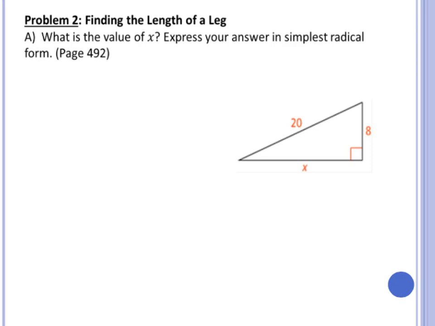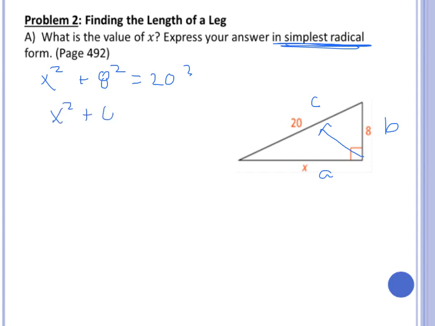This problem is going to be a little bit different because I'm looking for x, but in simplest radical form. So first thing I do is always label my C. My C is always across from my 90 degrees, and it doesn't matter where I put my A and B. So I'm going to replace A with x squared plus B is 8 squared is equal to C, which is 20 squared. So I have x squared plus 64 is equal to 400. I have to get the x squared by itself, so I have to subtract 64, so that's going to be 336. Now I have to take the square root on both sides of the equation.